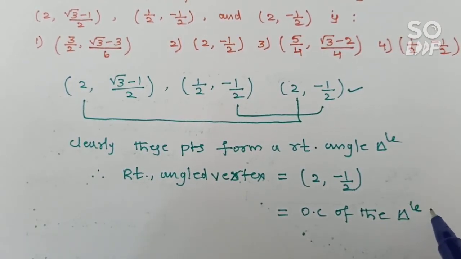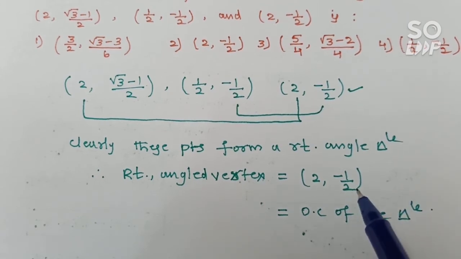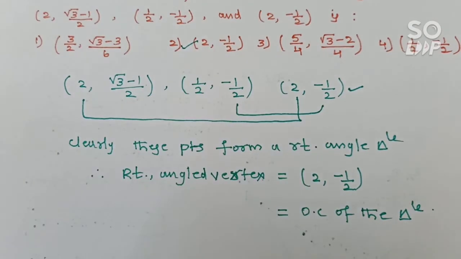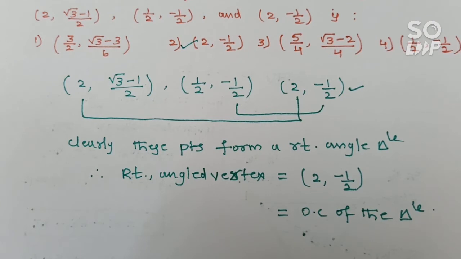So what is the correct option? 2 comma minus 1 by 2. So which option? The second option is the correct answer. So the orthocenter of the triangle formed by the given points is 2 comma minus 1 by 2. Right? We'll see the next question.